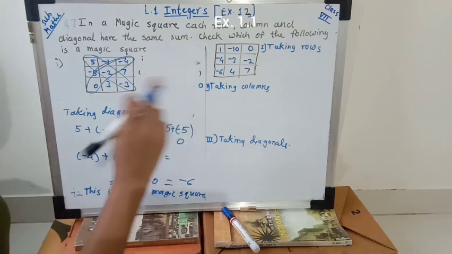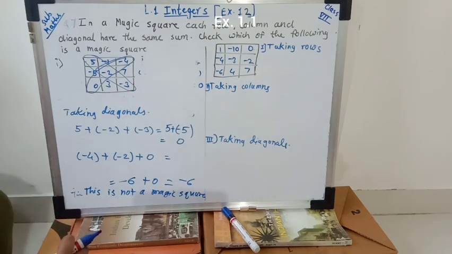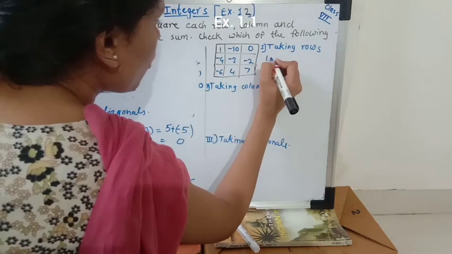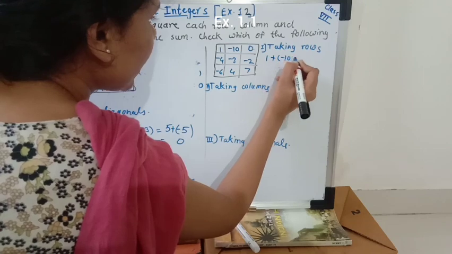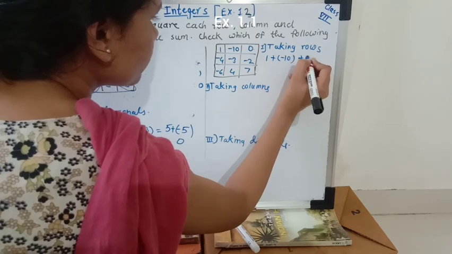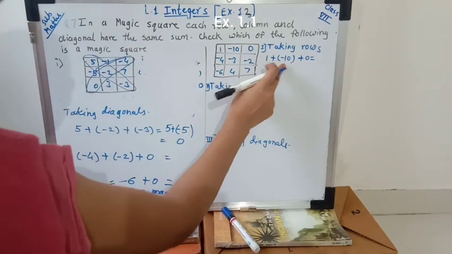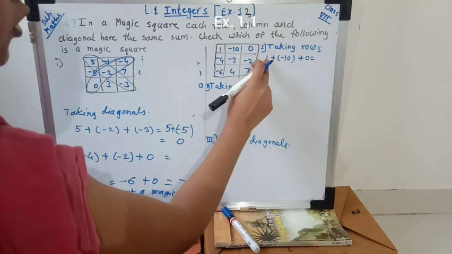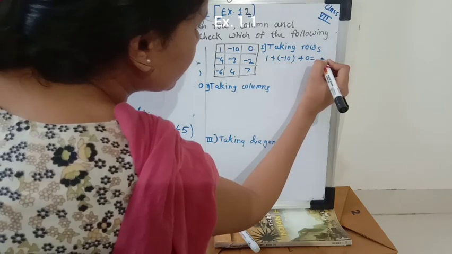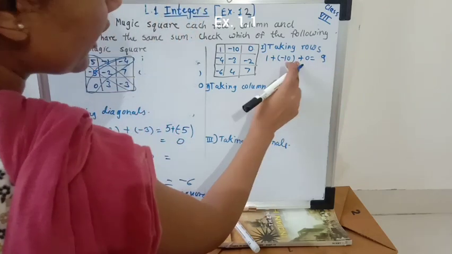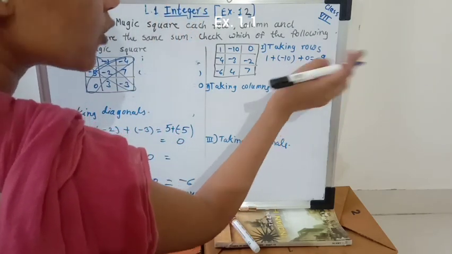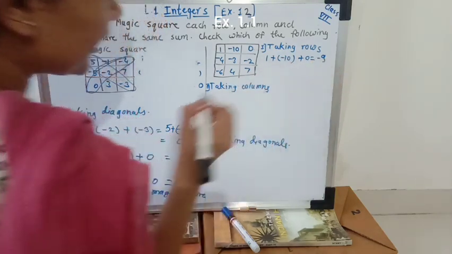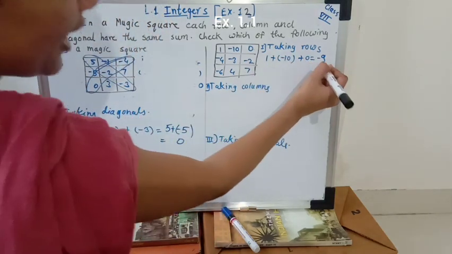Let's do the addition of rows first. The first row is 1 plus minus 10 plus 0. Here both numbers are with different signs, so we have to do the subtraction. So 1 minus 10 is equal to 9. If we add the 0 with the 9, we'll get the same number, and give the sign of the bigger number. So here we got the value 9.